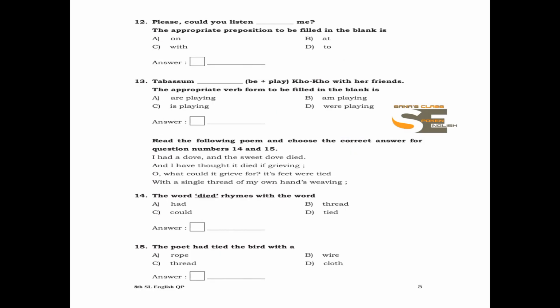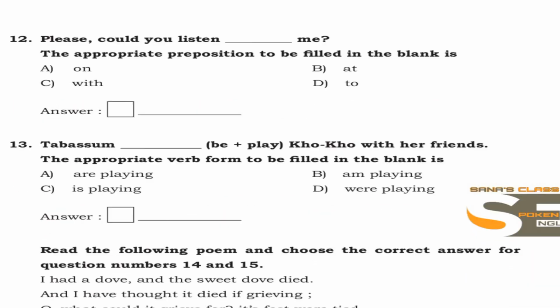Let us go for next page here. See, in the next page there is question 12. Let us start. Please, could you listen dash me? What you have to do is, you should fill this blank with an appropriate preposition. Preposition is nothing but the words which we use to show the position of an object. So what can we use here? Please, could you listen to me? So to is the appropriate answer. Answer D.